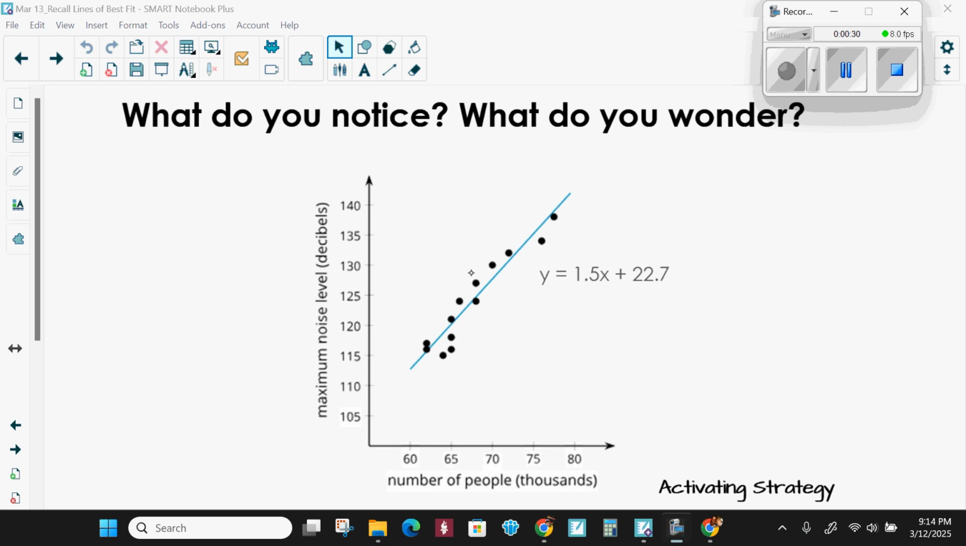We notice that the points are pretty close to the line. The line is going probably about through the center of where those points would be, and this is called a line of best fit. Now, you can use this line to estimate different things about this problem. Since it's the number of people and the maximum noise level, I'm not exactly sure what this is talking about, but maybe it's talking about concerts or maybe just a crowded area of people talking. But obviously these data points have something to do with numbers and decibel levels.